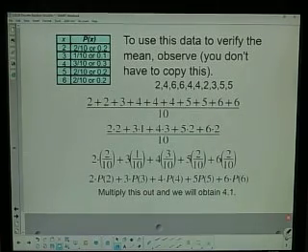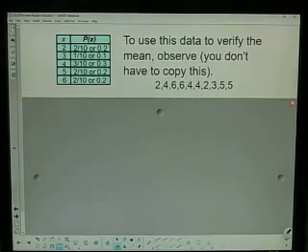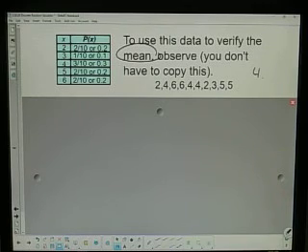All right, use this data to verify the mean, observe this. Now you don't have to copy this. You're going to see it on the next page, the main point you're going to see on the next page. But just follow the logic here for a minute. Again, we're trying to verify that the mean is 4.1.